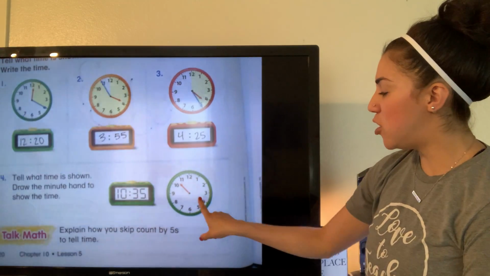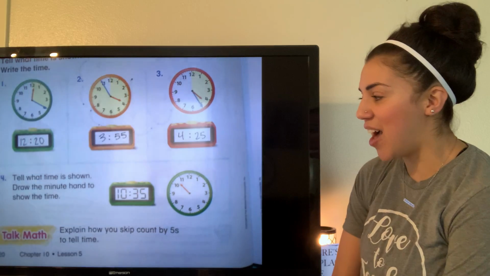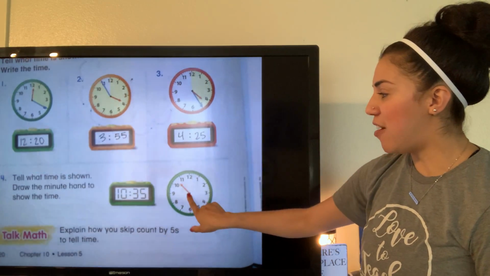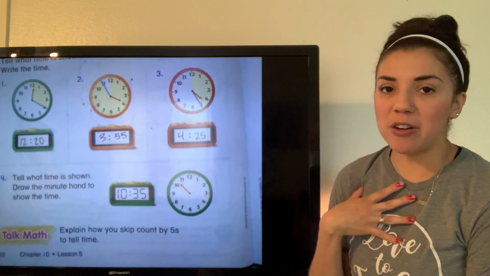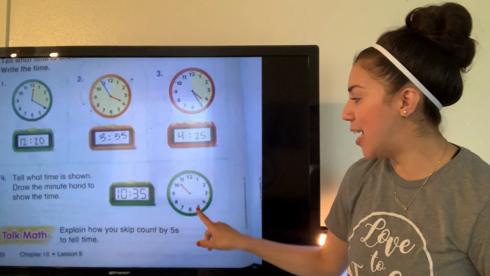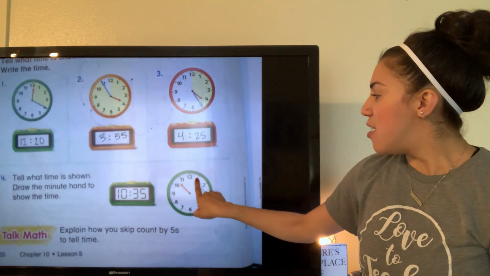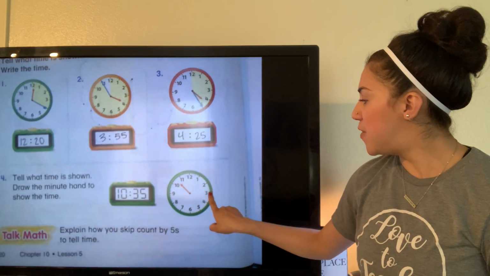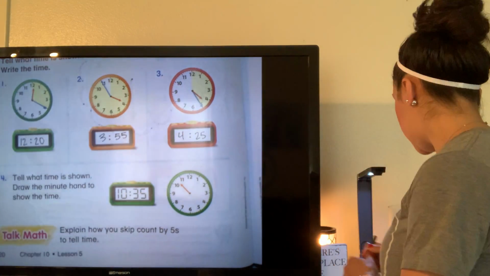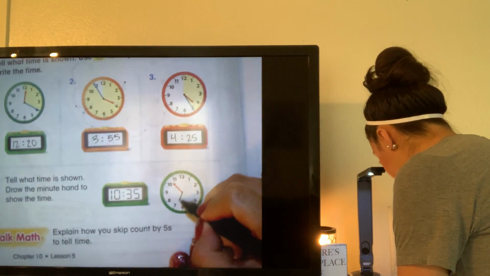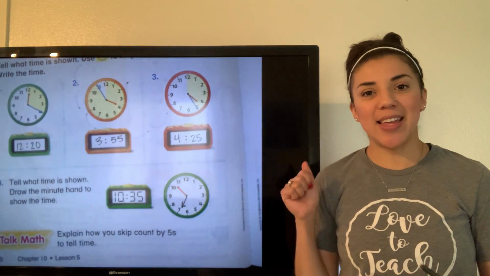For number 4, it says, tell what time is shown. Draw the minute hand to show the time. The digital clock says it's 10:35. Here they already have the hour hand in between the 10 and the 11, so our job was just to draw the minute hand. If it's 35, I'm going to skip count by 5s: 5, 10, 15, 20, 25, 30, 35. So that would go on the 7. And there we have it.